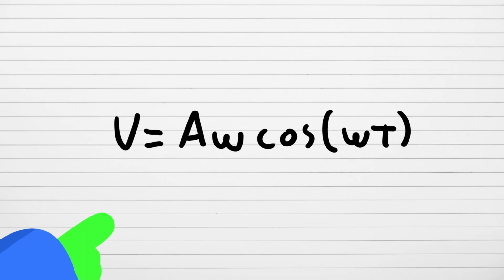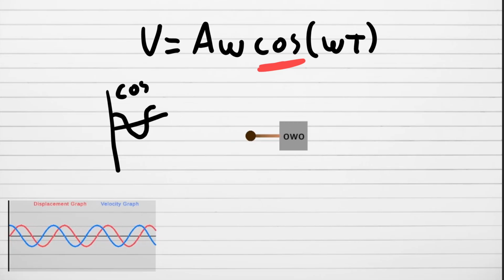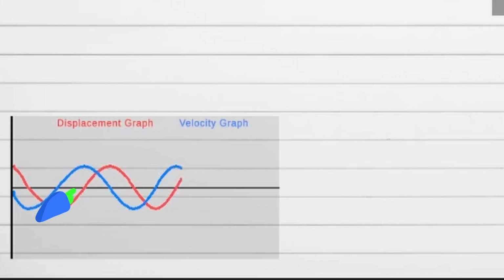So as you can see, when we run the simulation now, we'll get a graph that is a cosine function. But the thing about a cosine function is that it's shifted back by 90 degrees, which gives us the relation we were talking about: lowest displacement, highest velocity, and vice versa.